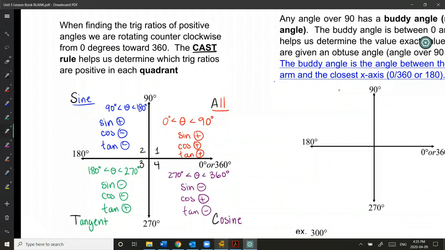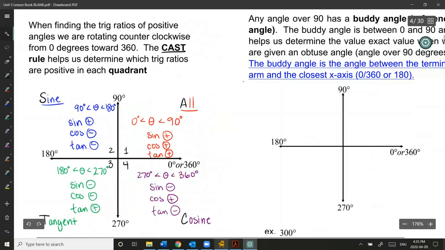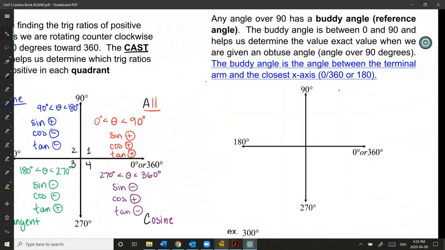So if we remember the CAST rule, it can help us decide whether our ratio answers will be positive or negative in a particular quadrant. Okay, we're going to put this all together in a couple minutes. So if this doesn't quite make sense just yet, it's just building information so that we can apply it to questions. Okay, so angles over 90 degrees.